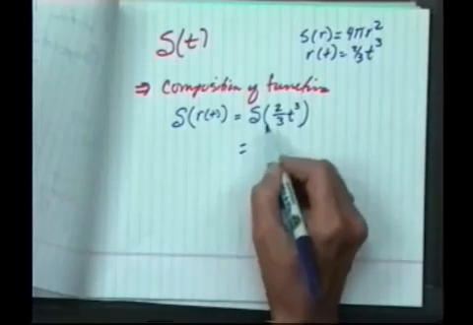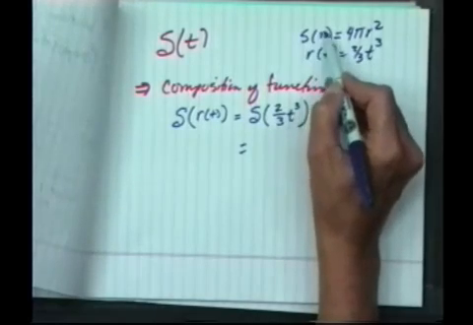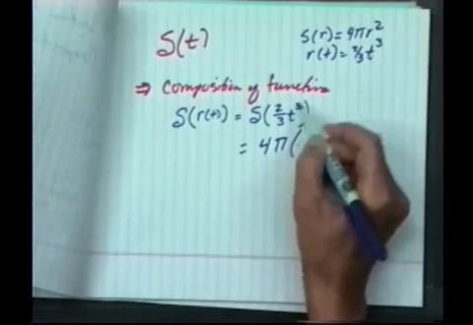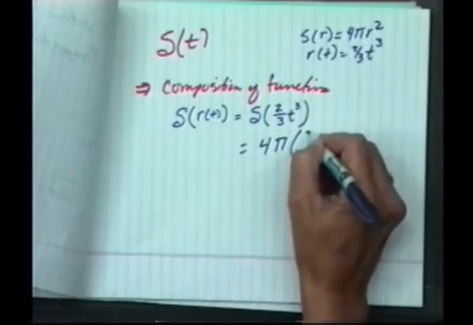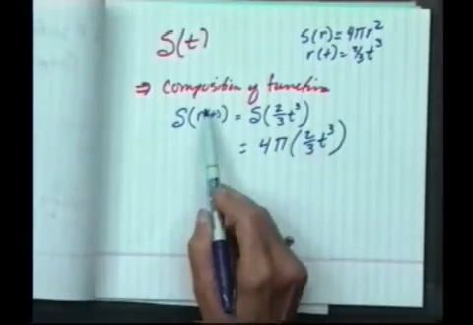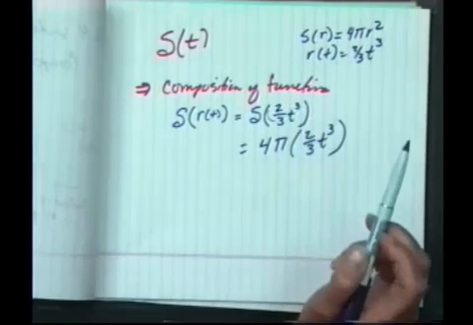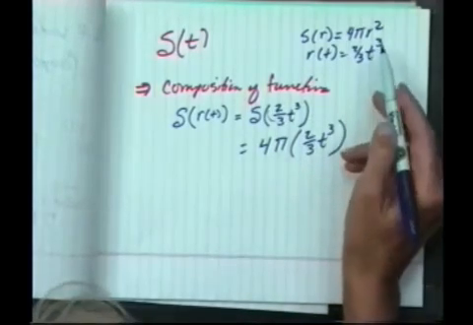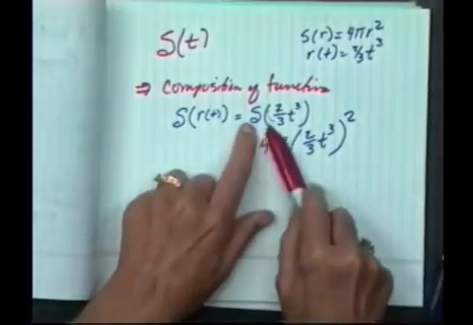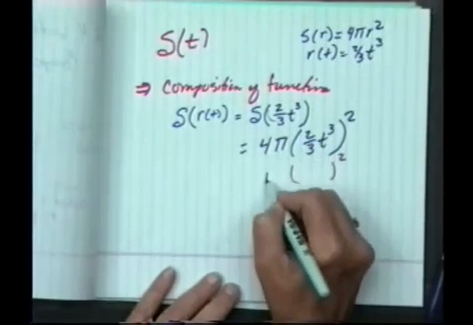And now if I want S evaluated at 2/3 t cubed, S evaluated at anything is going to be 4 pi, and in the place of the R here, I will put 2/3 t cubed. I'm plugging in what R of t really is, the function that gave me the radius. Mrs. McCollum, wouldn't that be squared? Did I copy it wrong? Yeah, it's squared. Thank you. So S evaluated at anything is 4 pi times the anything squared.